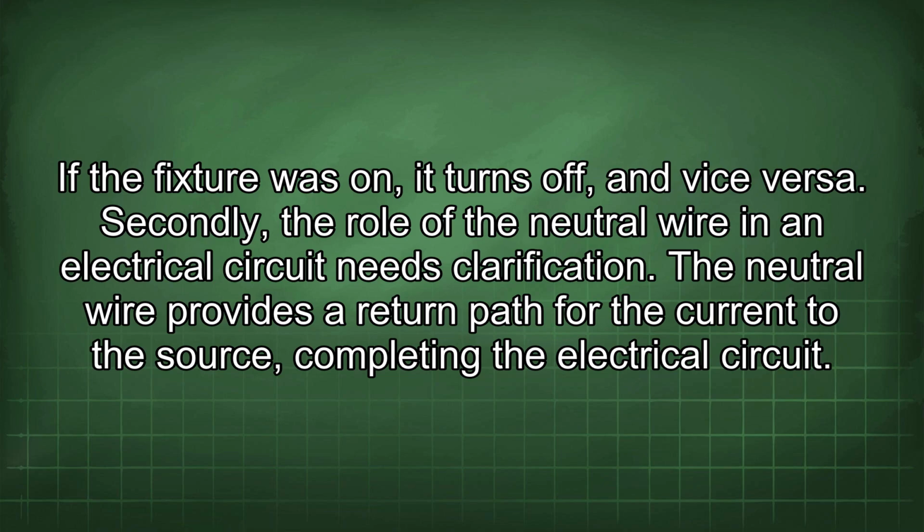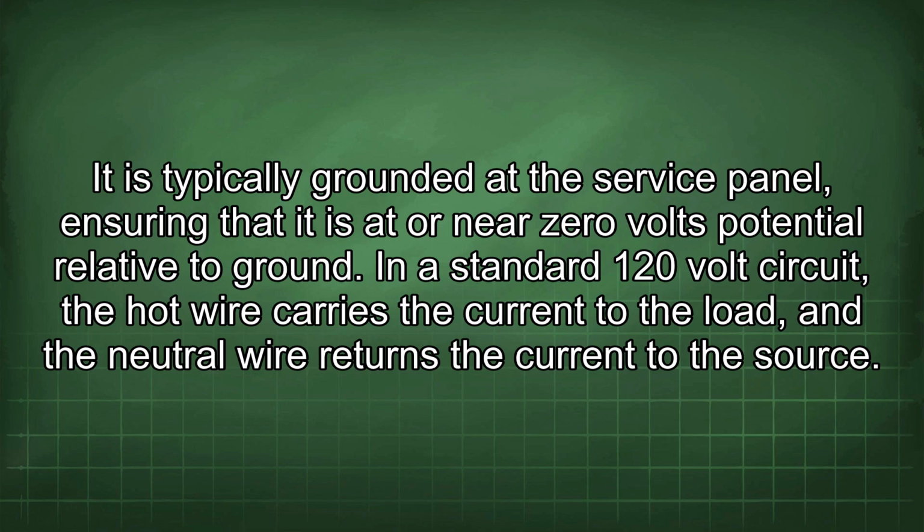Secondly, the role of the neutral wire in an electrical circuit needs clarification. The neutral wire provides a return path for the current to the source, completing the electrical circuit. It is typically grounded to the service panel, ensuring that it is at or near 0 volts potential relative to ground. In a standard 120 volt circuit, the hot wire carries the current to the load, and the neutral wire returns the current to the source.